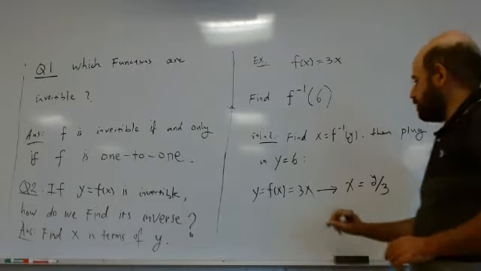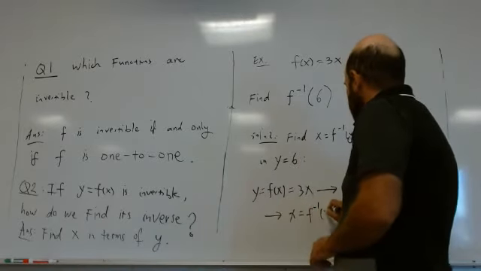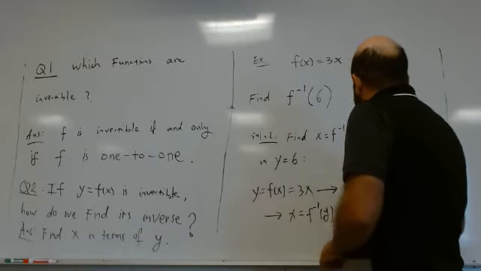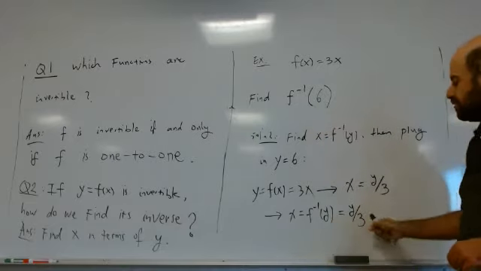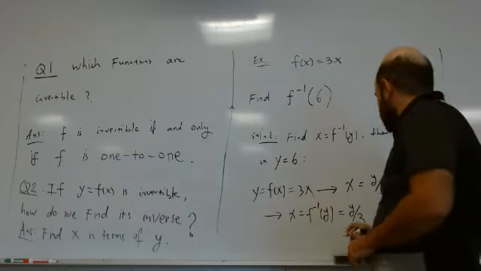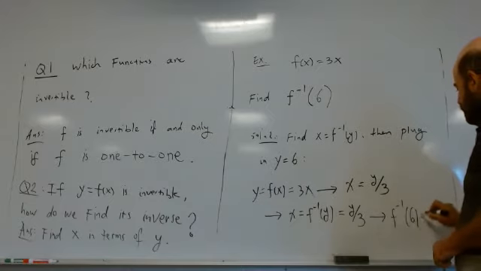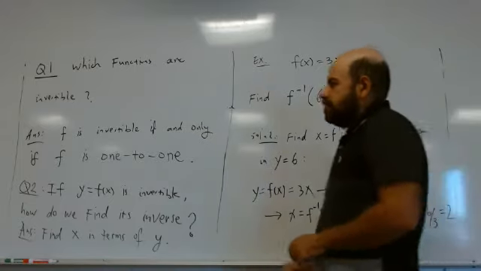x is equal to y over 3. So that means x equals f inverse of y equals y over 3. And once we have the formula for f inverse of y, we can easily find f inverse of 6. We just need to simply replace y with 6. So we get f inverse of 6 equals 6 over 3, which is 2. Which is the same answer we got previously.